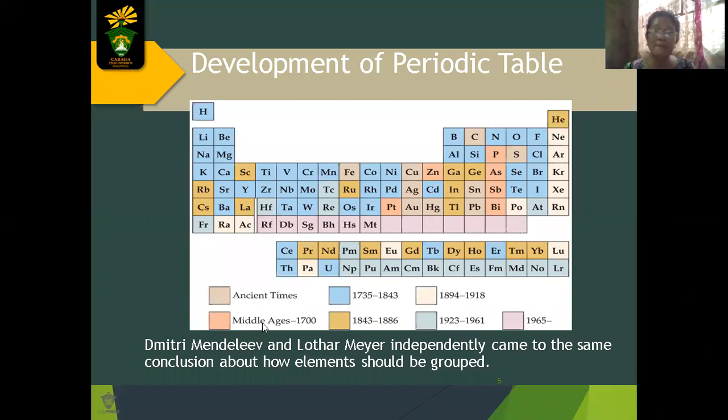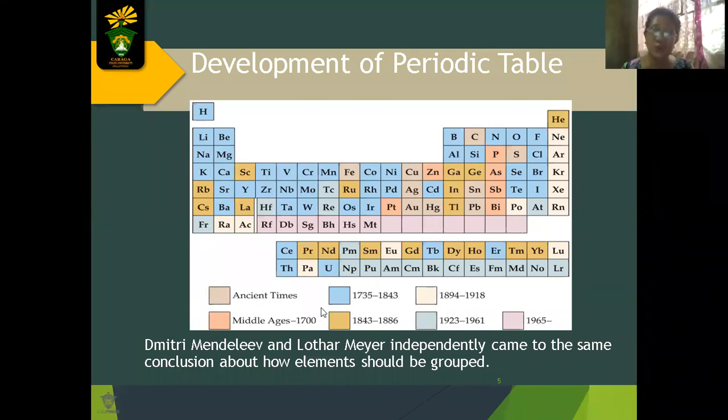Then, during the Middle Ages, that is the 17th century, this color, what color is that? It signifies this, the zinc, the arsenic, somewhat like that. Then, during 1735 to 1843, there is that light blue color. Actually, if you look into it, there are more. At this period, many elements were discovered. Then this brown, for example, helium, gallium, like that.